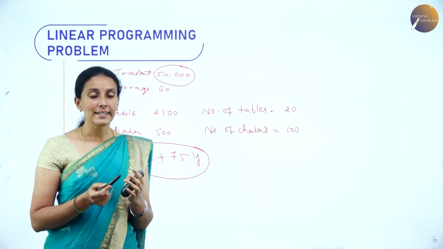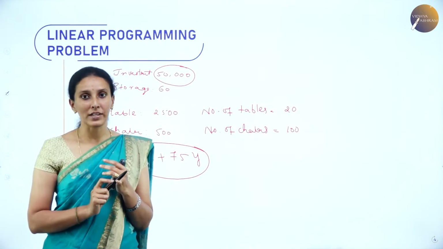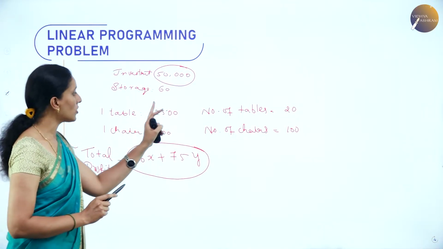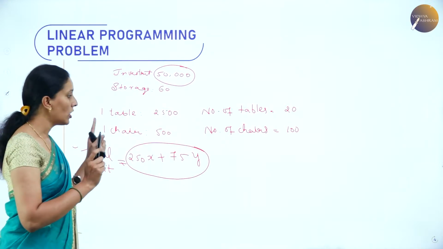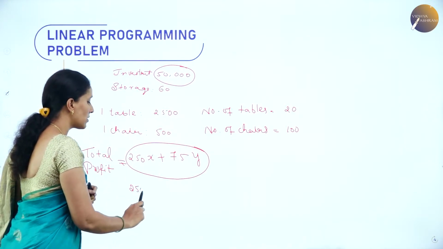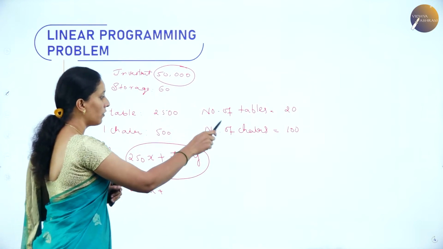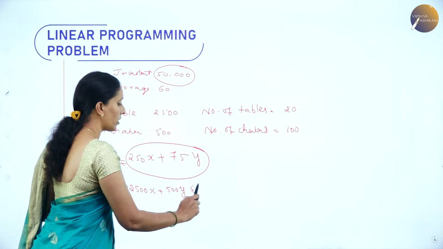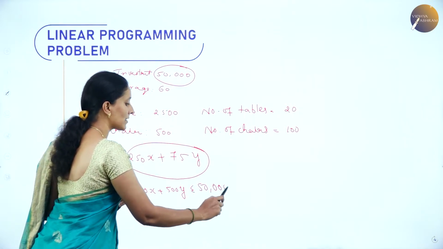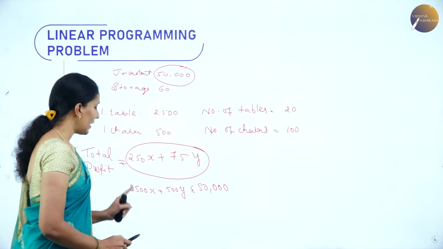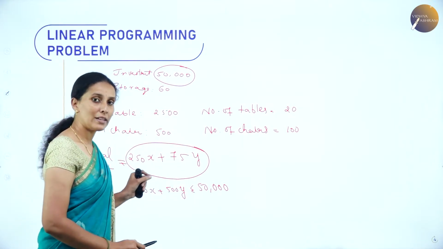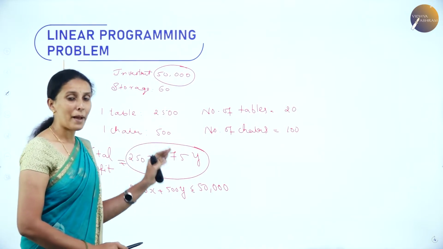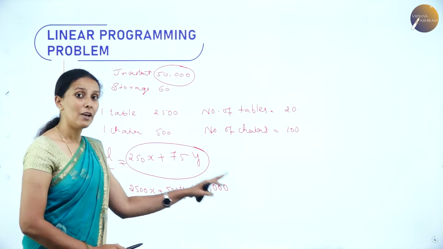And here, as I said, there is a restriction of amount as well as storage capacity. So whatever investment he can make, the cost of one table is 2,500, so for X tables it is 2,500x, and for one chair it is 500, so we have 500y, less than or equal to 50,000. This is the maximum amount he can invest taking tables as well as chairs. You can take only chairs, only tables, or both, but the maximum amount he can invest is rupees 50,000.